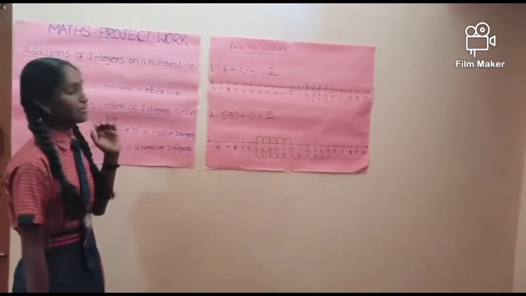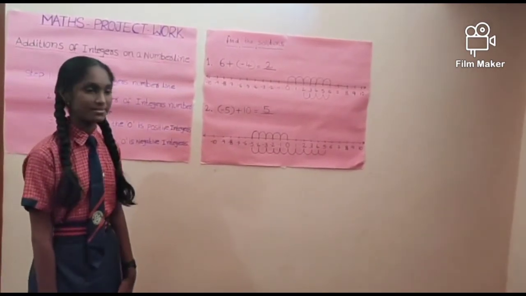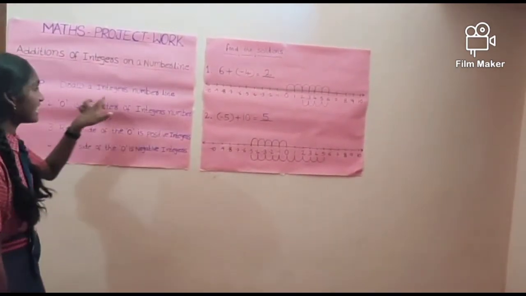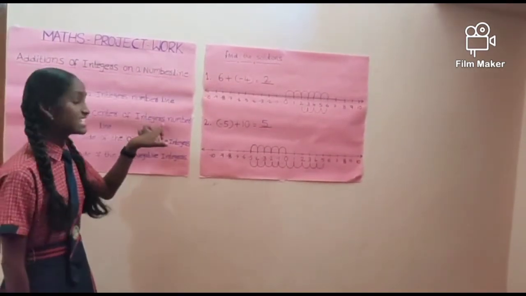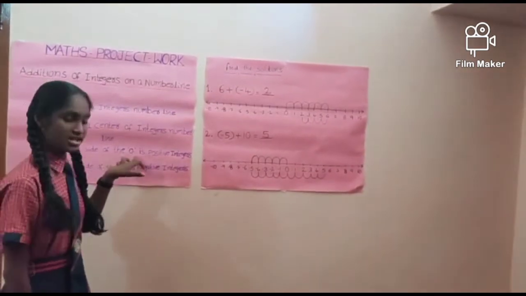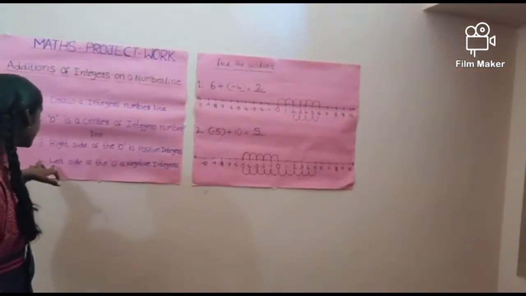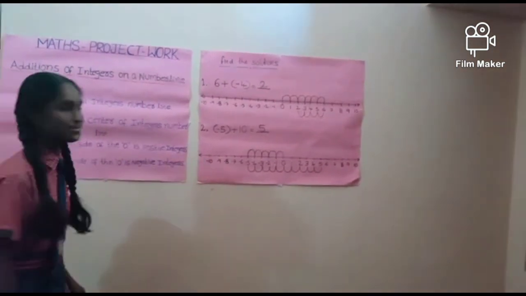Today I am going to tell about the addition of integers on a number line. So how to solve the addition of integers on a number line? Step 1 is to draw an integer number line, and step 2 is that 0 is the center of the integer number line, and step 3 is the right side of the 0 is positive integers, and step 4 is the left side of 0 is negative integers. So let us find the solutions.